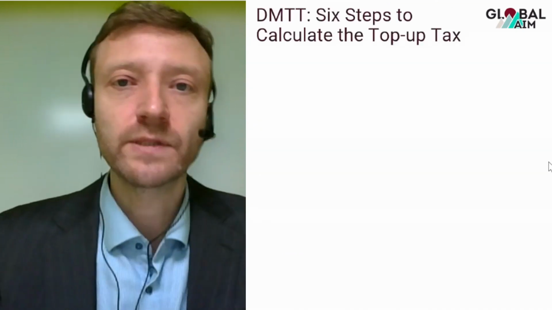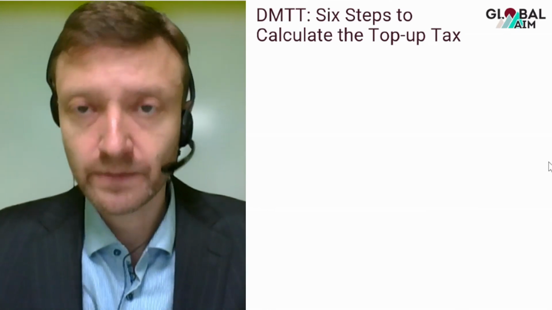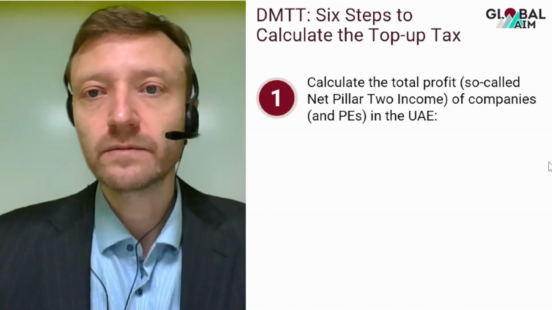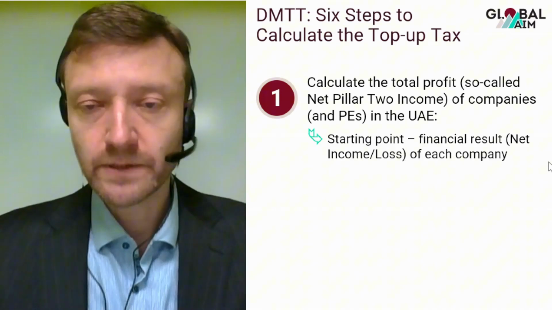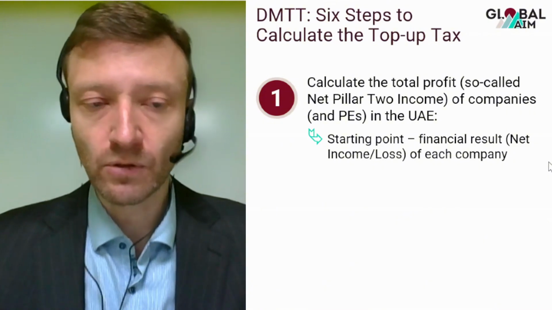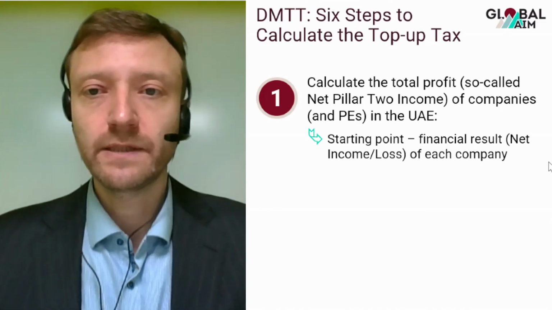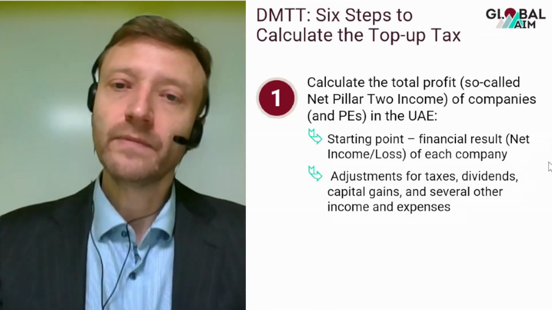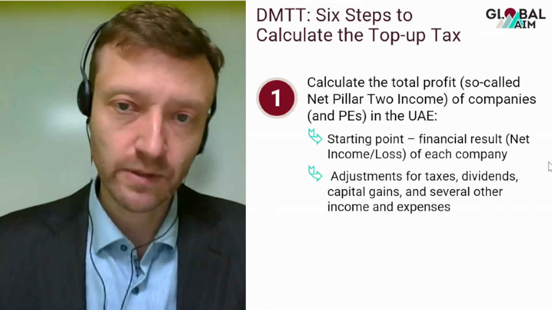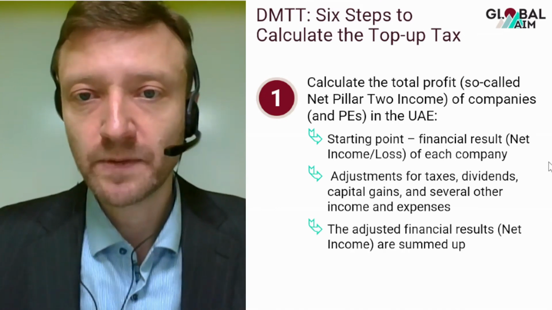But assuming that the rules apply, let's, on a relatively high-level basis, look at 6 main steps to calculate the top-up tax. First of all, the total profits in a specific country, in this case in the United Arab Emirates, of separate entities should be determined. And the starting point is the financial result of each company, what is called a net income or loss, so everything after all expenses, including tax, are deducted. Next, there are adjustments that are made for specifically taxes and some other types of income and expense, notably dividends and capital gains or capital losses, and several other adjustments are made to the financial result and net income or loss of each specific company.